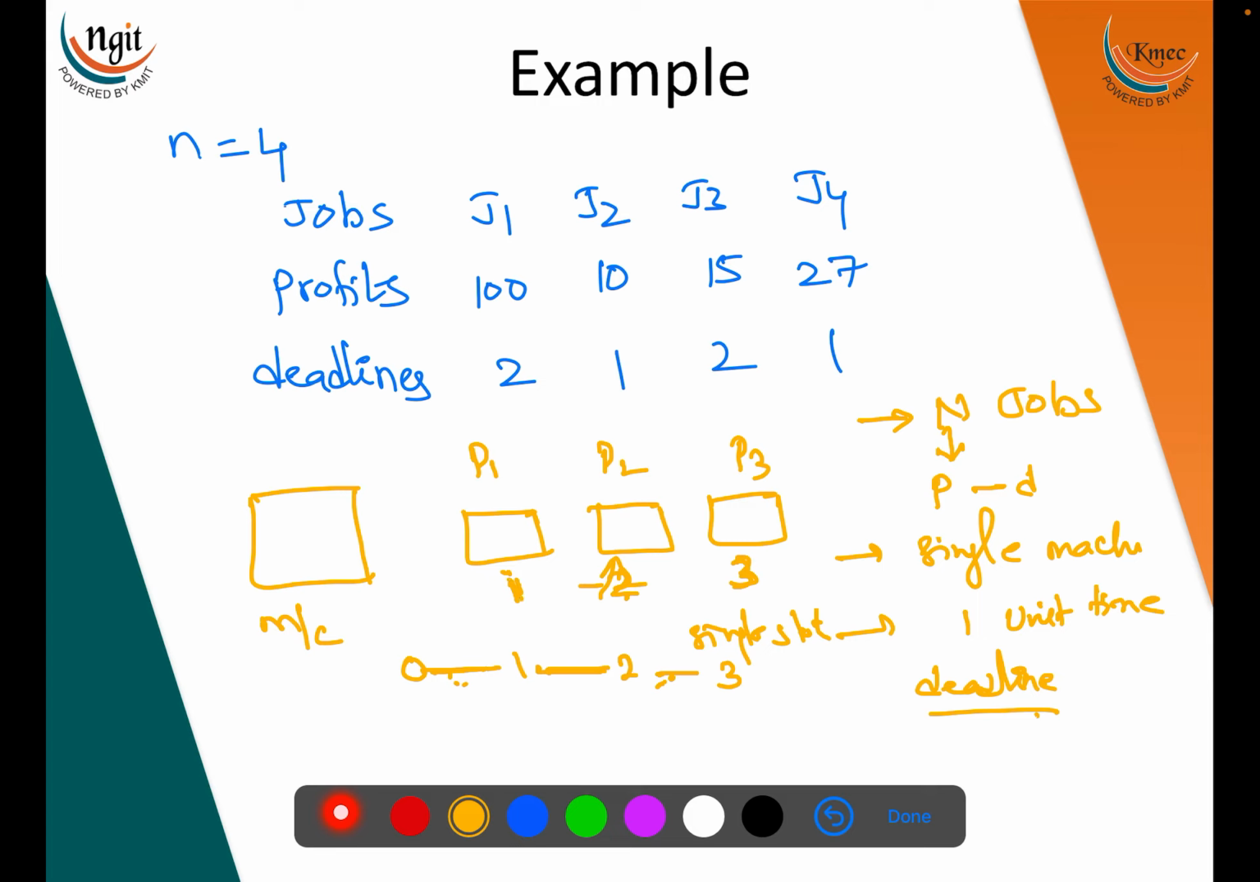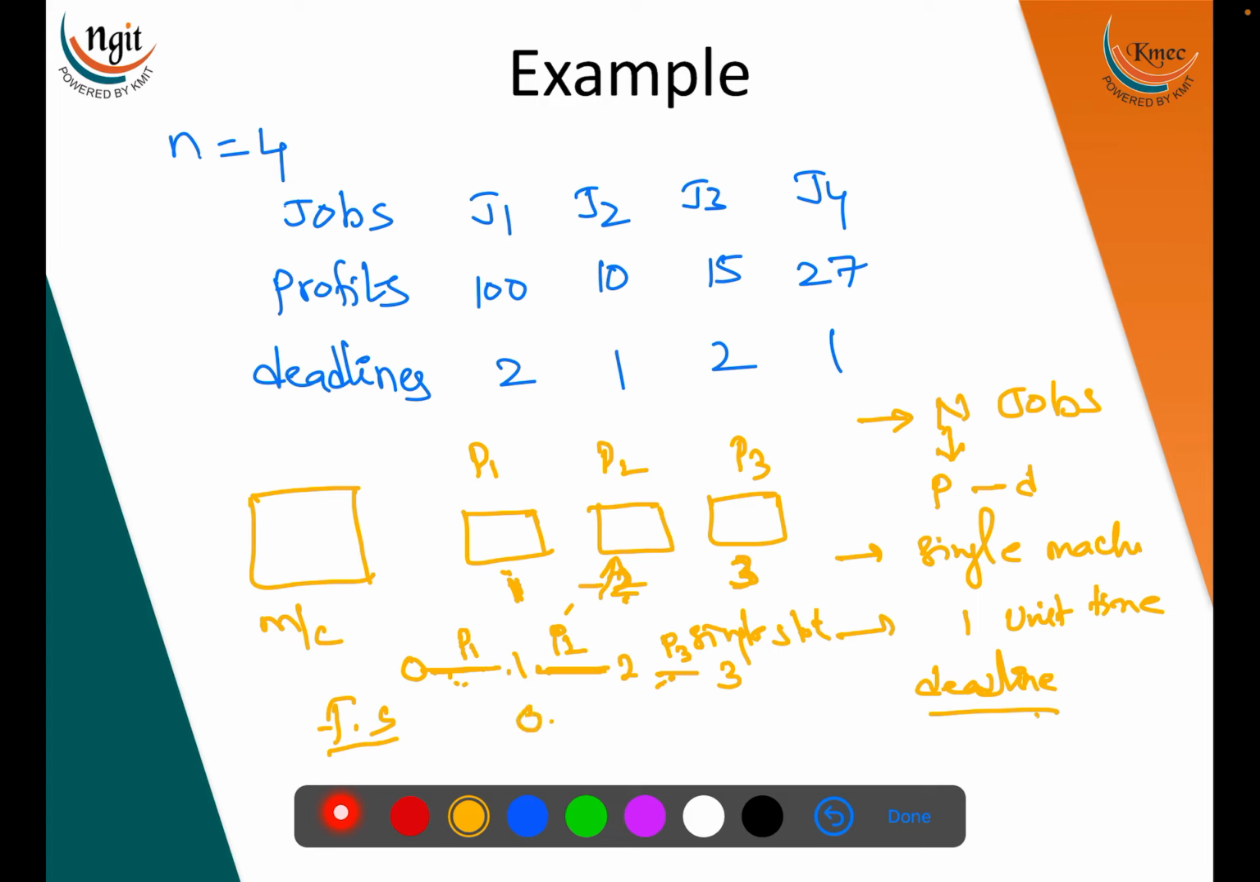Okay, so the 0 to 1 slot is given for P1. Now we have the other two, P2 and P3. So P2 can get finished over here, P3 can get finished over here. So it is called a feasible solution. A feasible solution is the solution which satisfies the constraints of the problem. So it is called a feasible solution.